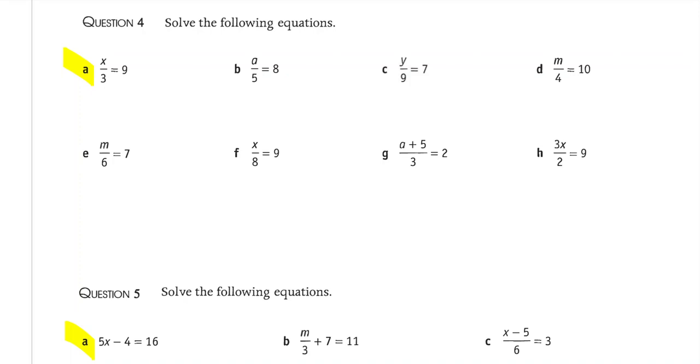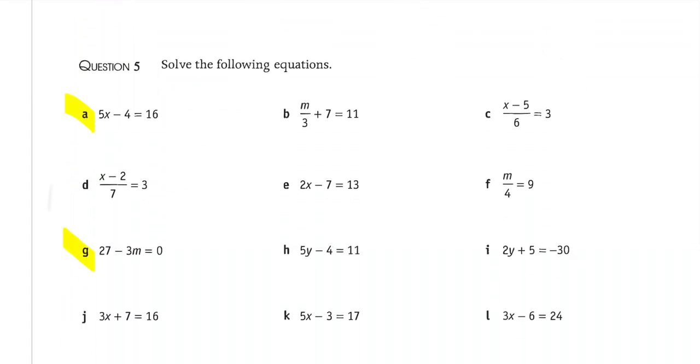It's a fraction. That means divide. So the opposite is going to be times by 3. So we're going to have x equals 9 times 3, which is 27. Please remember that you get marks for the working out. So it is important that you're showing these instructions. If you just put the answers, you'll only get half a mark.